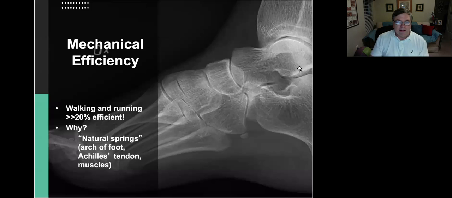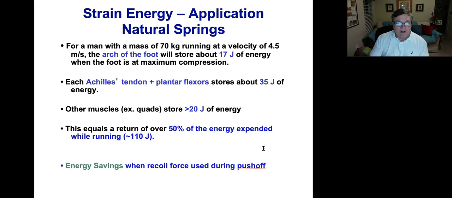So mechanical efficiency for running and walking, though, is significantly greater. This is partly due to the arch of the foot. We have the plantar fascia, the calcaneonavicular ligament. We're going to reemphasize the Achilles tendon, muscles in the lower extremities. Those are all incredibly important. So for a typical person running at about 4.5 meters per second, the arch of the foot can store about 17 joules of energy. It takes about 110 joules of energy for every step.